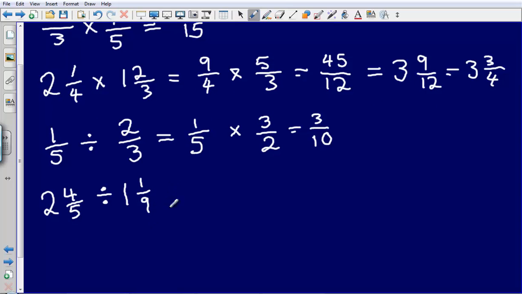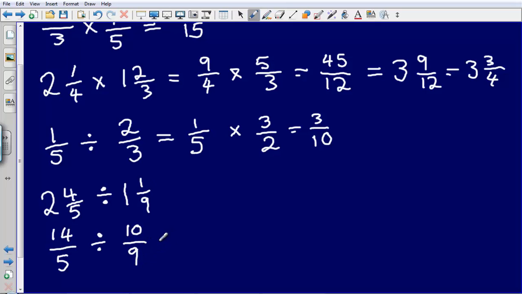First thing that I'm going to do, like I did previously and like I have done in previous videos, is turn these into top heavy fractions. So 5 times 2 gives me 10, add on the 4 gives me 14/5, and then do exactly the same with 1 1/9. So that gives me 9 times 1, add on the 1, that gives me 10/9.